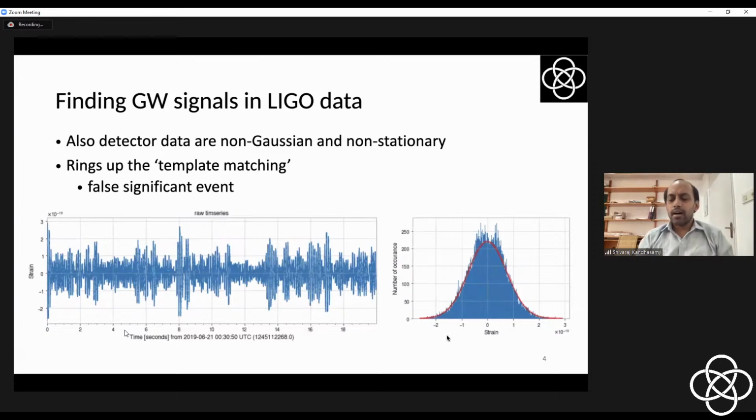Because of these issues, when I try to match the data with a particular waveform, I always get some kind of SNR. I don't get 0 when there is no signal; I get some values for the inner product. If I set a threshold, so that the inner product has to be above this value to be considered a signal, sometimes even random noise in the data can produce that trigger. We call that a false significant event. They are not actual gravitational wave signals, just that by random chance we get an excess in the inner product.